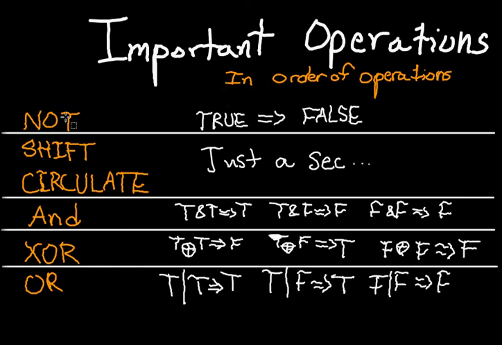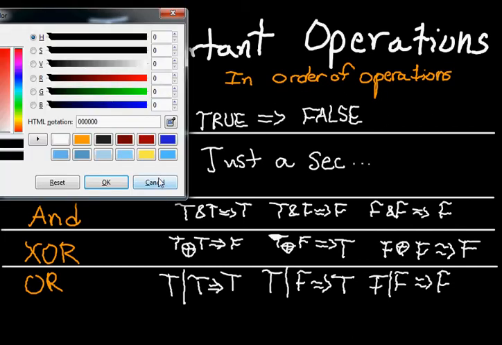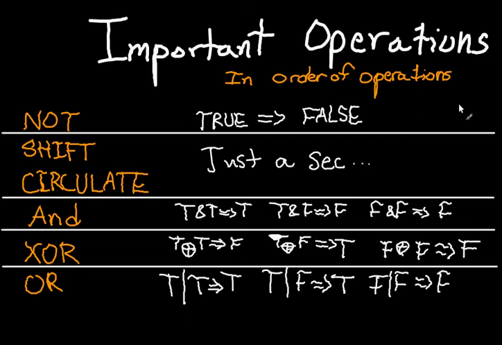To tell you what not does: not turns a true into a false. So what you would have is this squiggly sign. Squiggly true means not true, and that is false. And these are just how to handle logic operations.